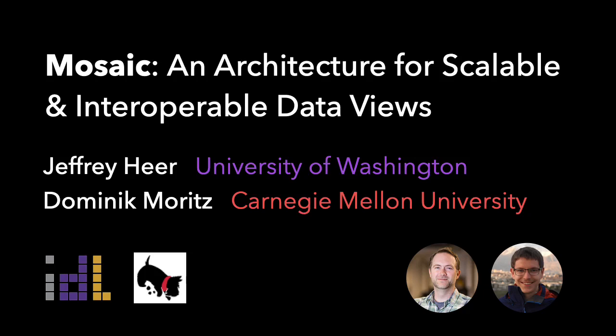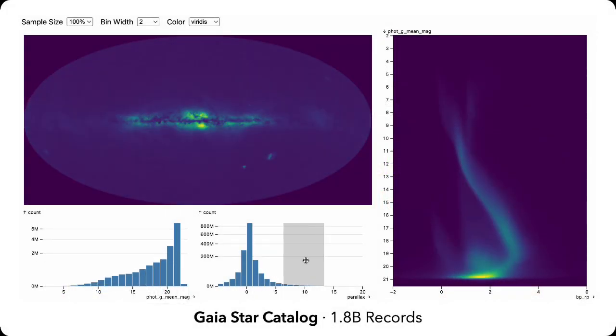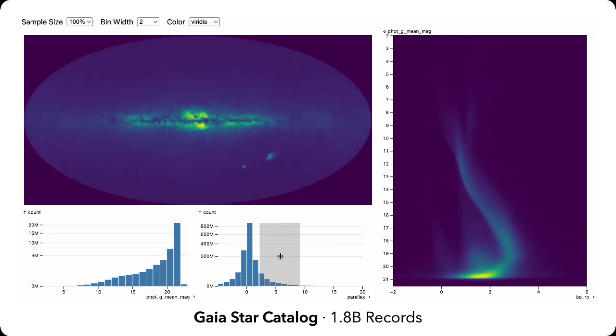Mosaic is a middle-tier architecture that orchestrates data views and backing databases, unifying scalable visualization techniques within visualization languages. Here we use Mosaic to explore 1.8 billion stars in the Gaia catalog.